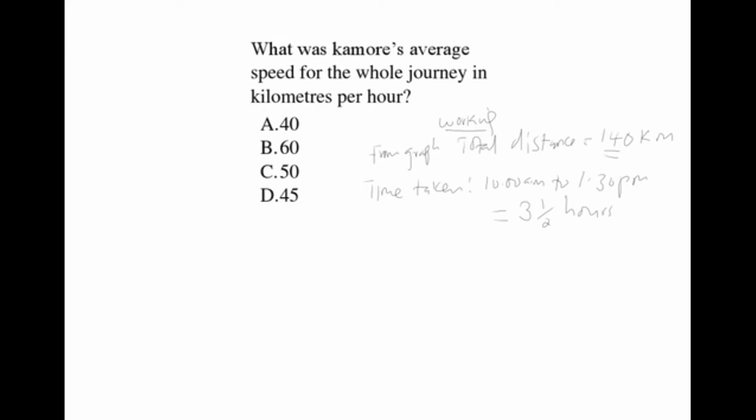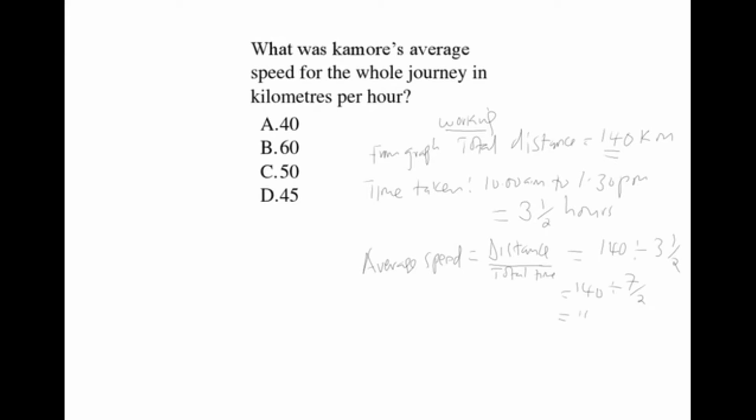We know that average speed is given by distance covered over total time taken. So this one will be given by 140. We divide by 3.5, and when we divide this, we have to get 140 divided by, we change 3 and 1/2 to an improper fraction, we get 7/2.